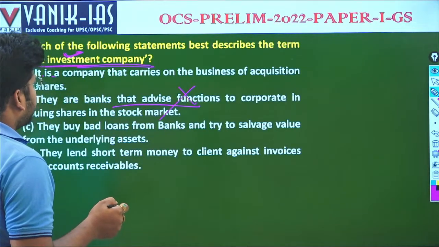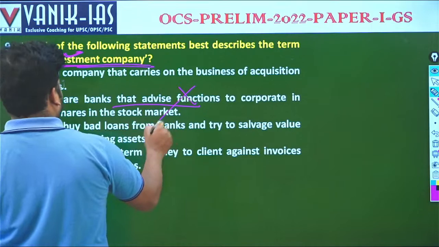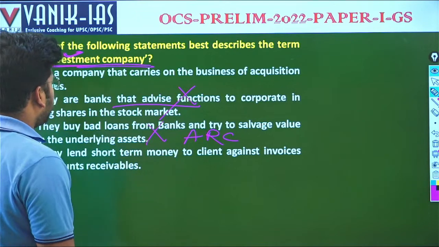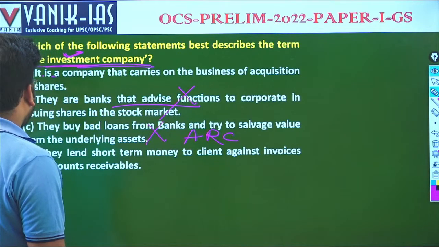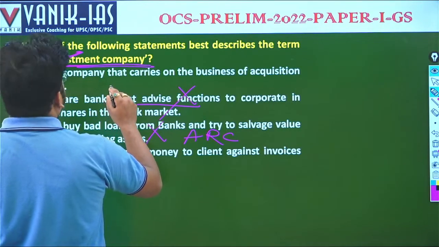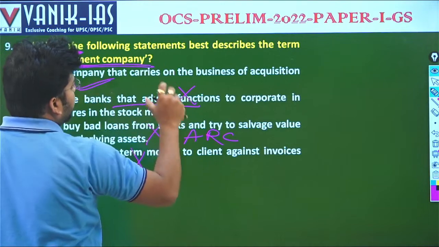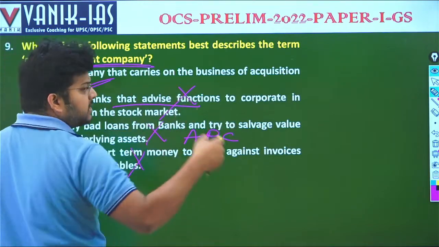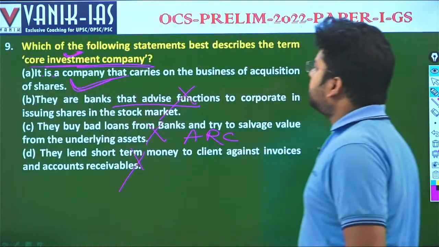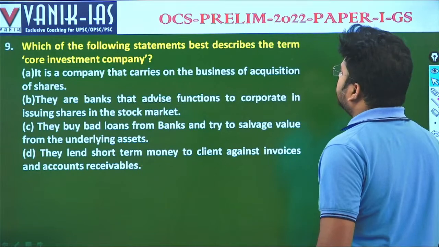They buy bad loans from the banks and try to salvage value from the underlying assets. No, they are called ARC, asset reconstruction company. They loan short-term money to clients against invoices and account receivables. It is not about loan, it is about investment. So it is a company that carries the business of acquisition of shares. Yes, because they invest. If you see in any option where investment is mentioned, acquisition of shares means you are investing. So option A is the answer. That is called a core investment company. It invests. Okay.